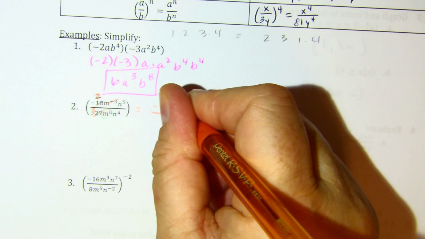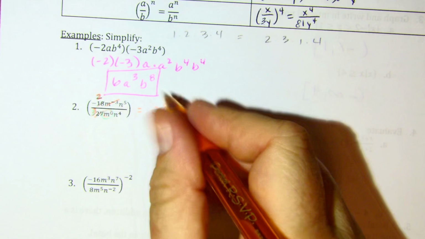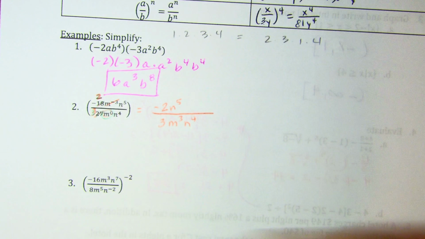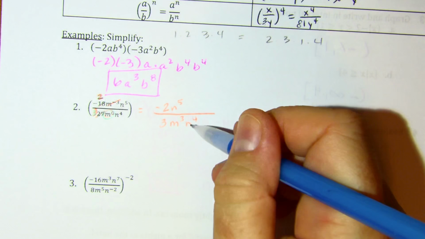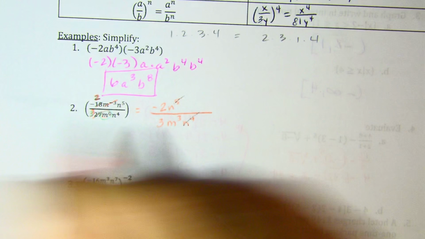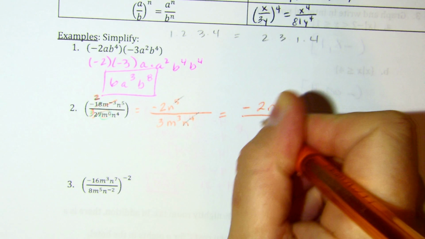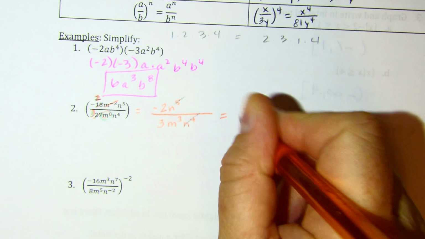Got an n to the fifth power on the top, n to the fourth power on bottom, and I've got a 3 on bottom. And there's still some simplifying I can do here. I have 4 n's on bottom and 5 on top, so 4 of those will cancel out, and I'm only left with 1 on top. So my final answer is negative 2n over 3m cubed.